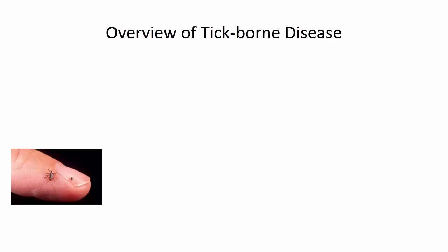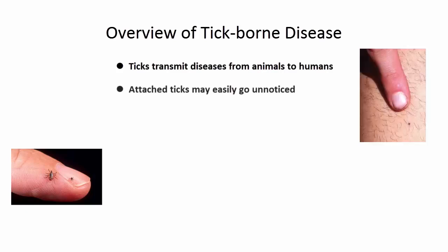Overview of tick-borne disease. Ticks have been recognized as human parasites for thousands of years and were described by ancient Greek writers, including Homer and Aristotle. Ticks transmit diseases from infected animals to humans. Because they are so small and because people don't always realize a tick has bitten them, ticks may easily go unnoticed. Infected ticks transmit disease while attached to their reservoir hosts.